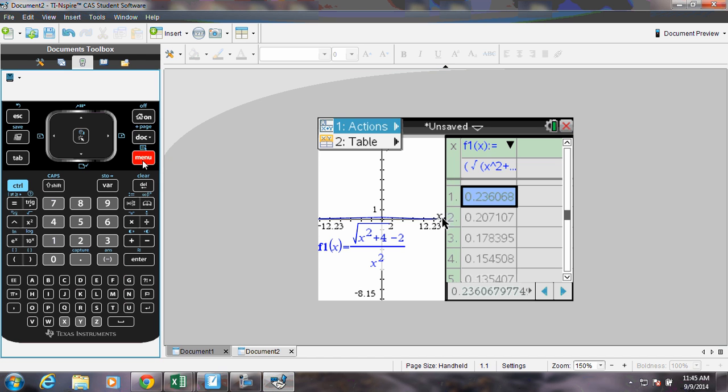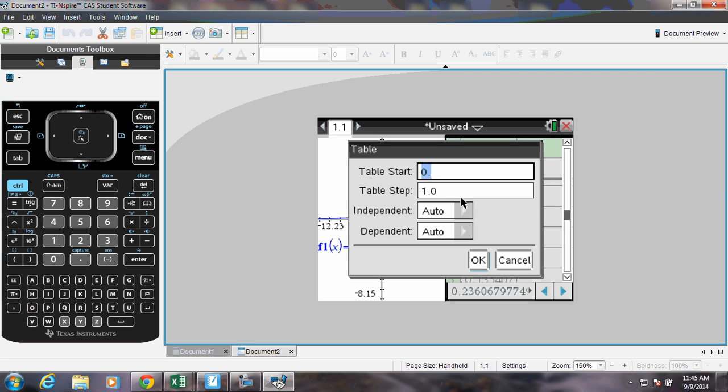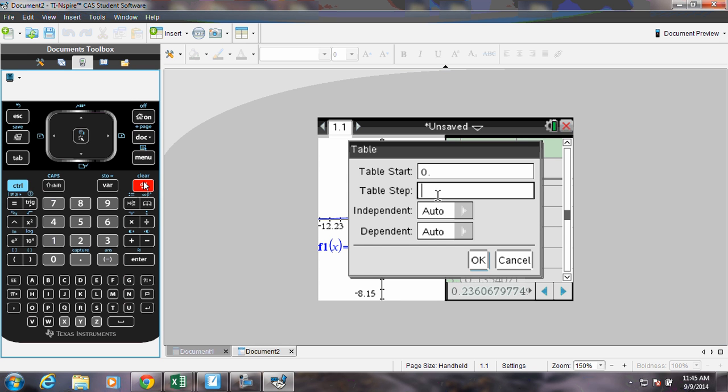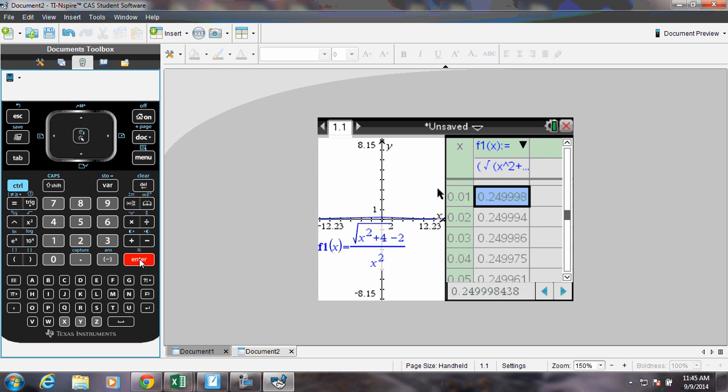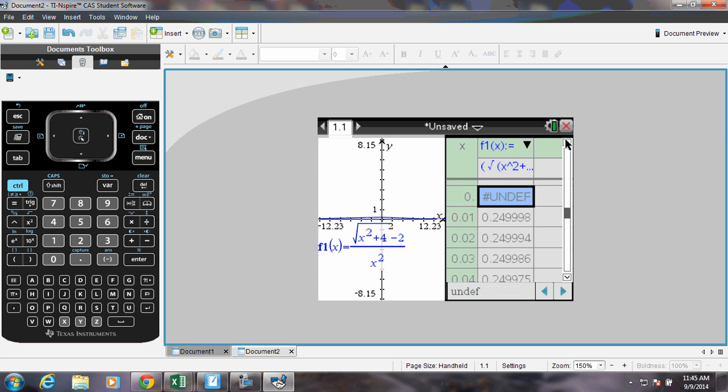So we'll go back in the menu, table, table settings, table starts at 0, and the step, we want to have something pretty small like 0.01. Click enter, and we can scroll up. It's undefined at 0, but what is it closing in on? Looks pretty close to be 0.25 again.